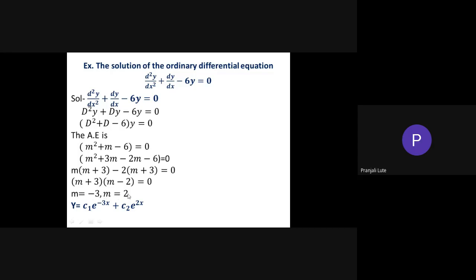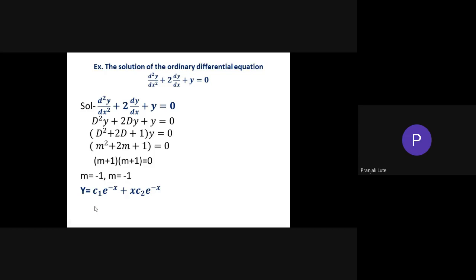Here we observe that these two roots, minus 3 and 2, are different, both unequal. So apply case 1. What is case 1? y equal to C1 e to the power first root into x plus C2 e to the power second root into x. This is the complete solution of that differential equation. There is no need to find the particular integral. Why? Because the right hand side of that differential equation is 0, so the complete solution is only the complementary function.